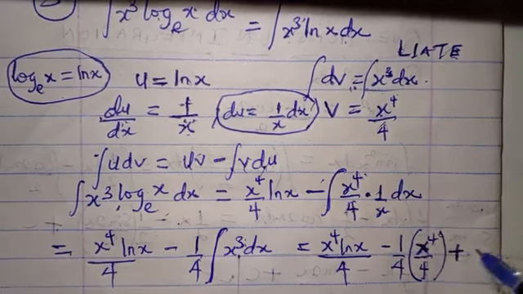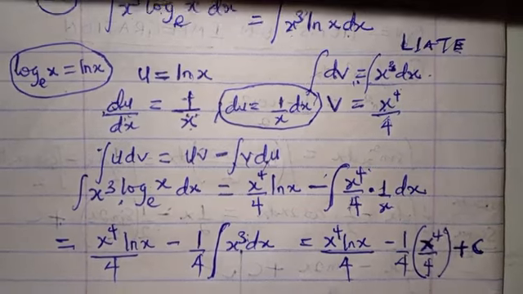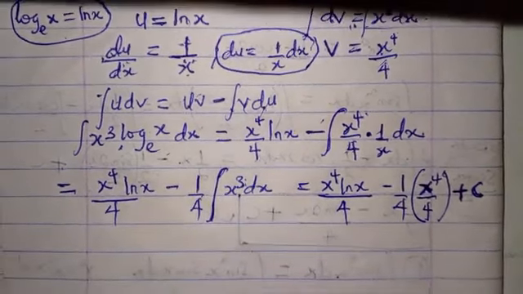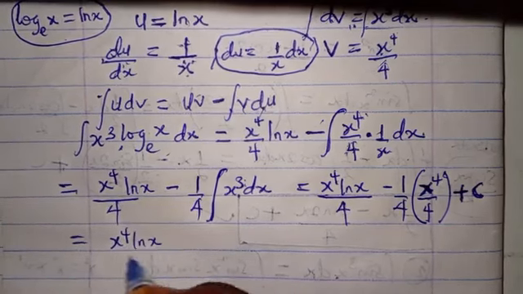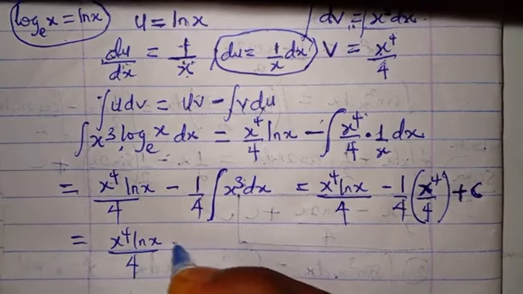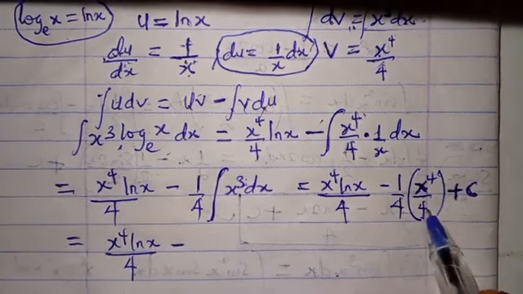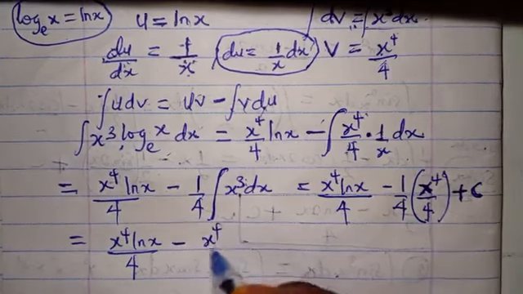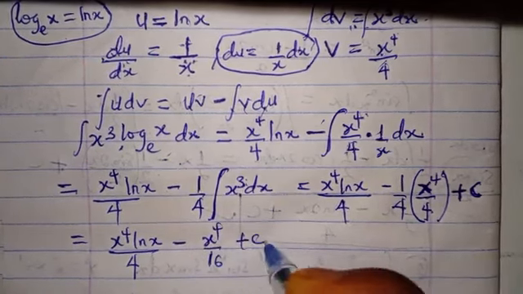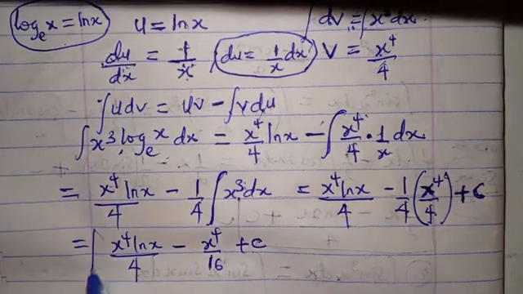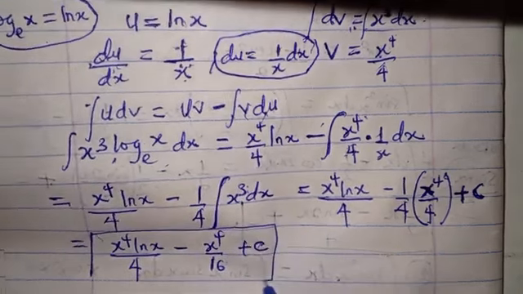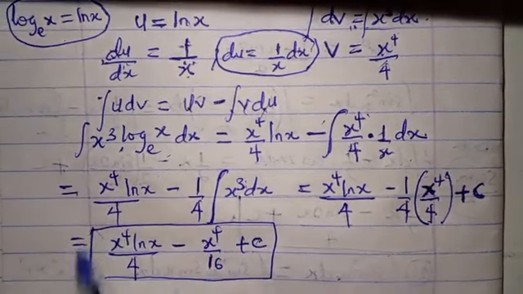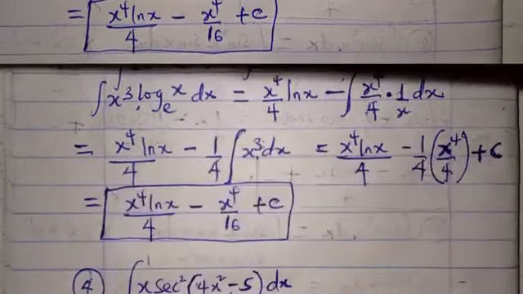The integral is indefinite, so we add a constant to it. So what is this now equal to? This is x to the fourth ln x all over 4, minus 4 times 4 is 16, so we have x to the fourth all over 16, plus c. This is the integral of x cubed ln x dx. Alright, it's as simple as this.